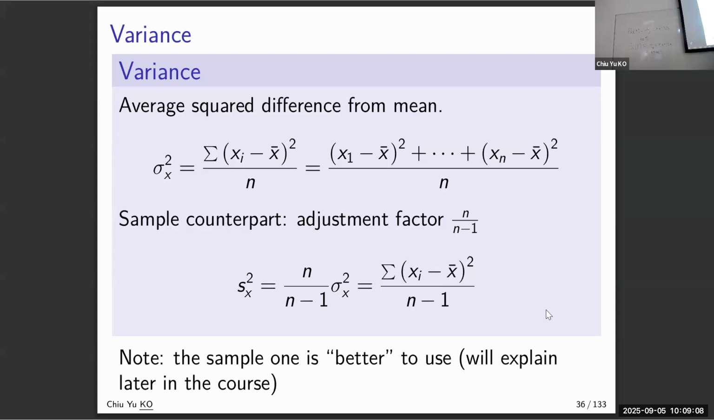For example, the most intuitive is not square. Indeed, the most intuitive is absolute value, right? No matter negative or positive, it gives you positive, then you're done, right? Indeed, there's a name for this. It's called MAD, mean absolute deviation, right? But why are we preferring variance?